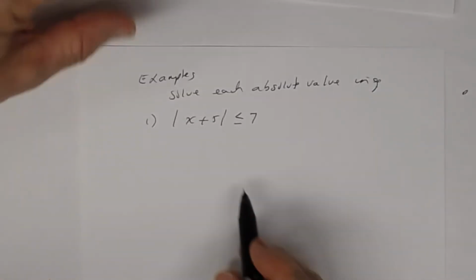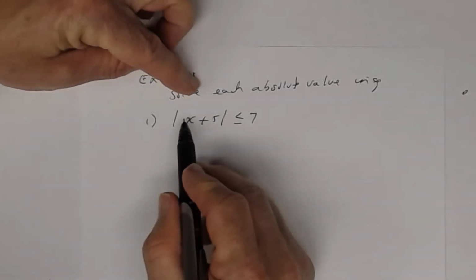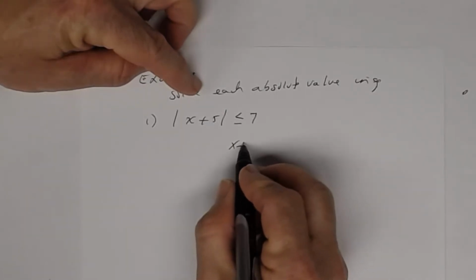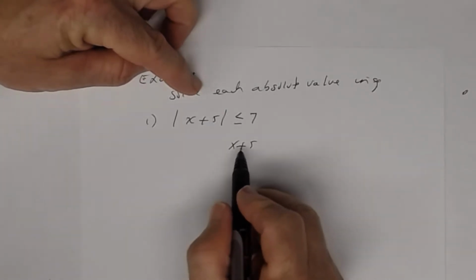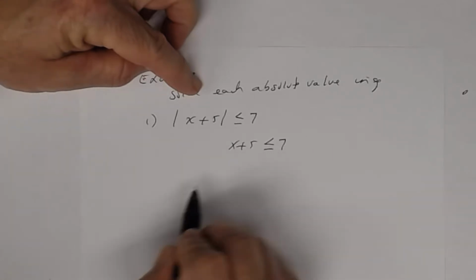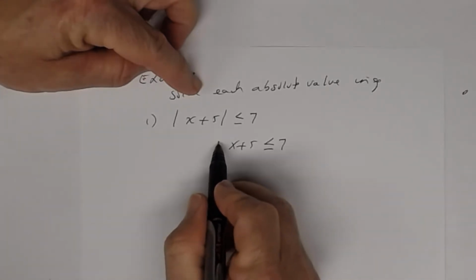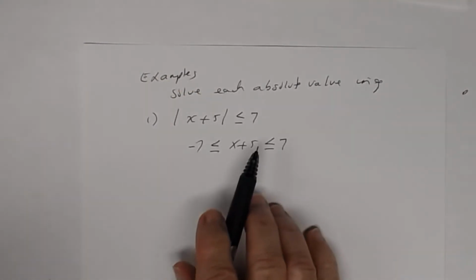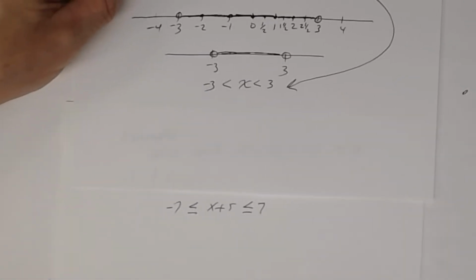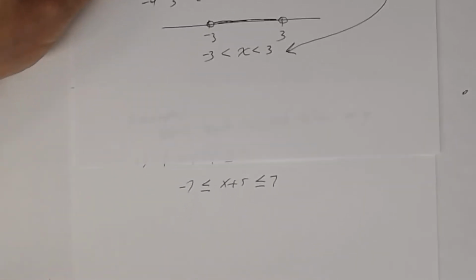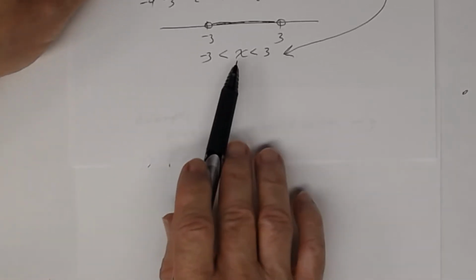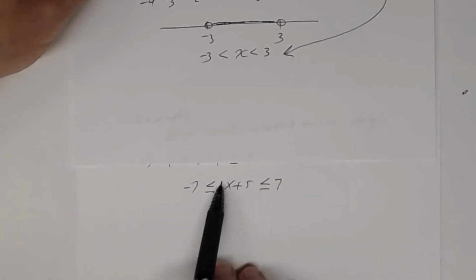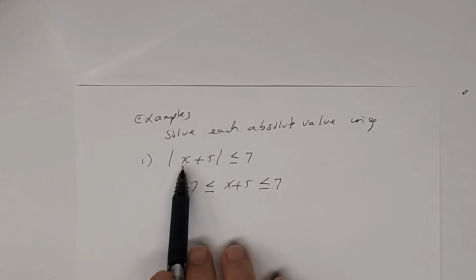So if I do the same thing here, what is inside the absolute value bars? Well, what's inside the absolute value bars is x plus 5. So therefore, x plus 5 must be less than or equal to 7. And at the same time, it must be greater than or equal to negative 7. So I want you to compare this. Okay, look. Compare this. See this right here? This. Okay? And then this. See it?